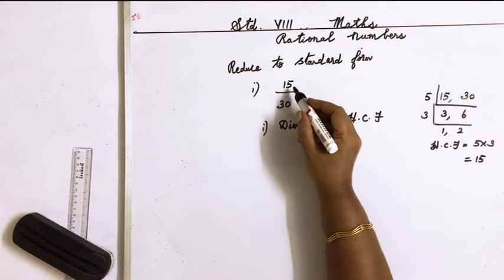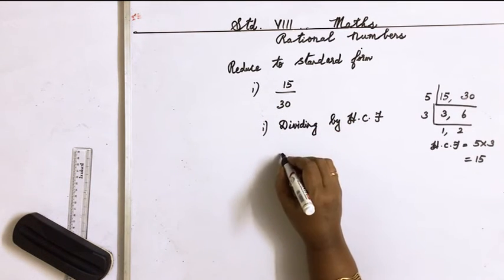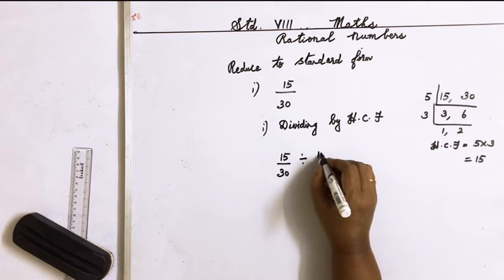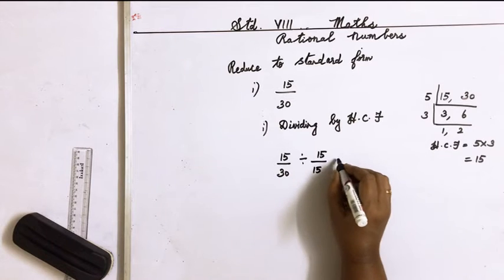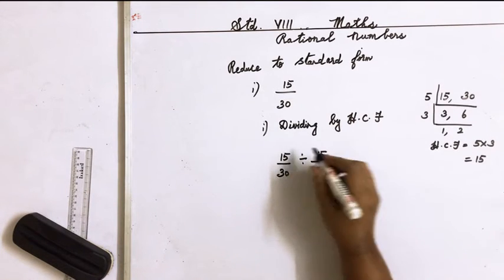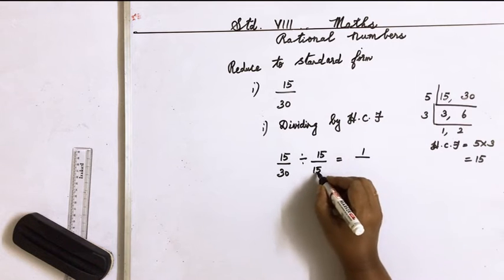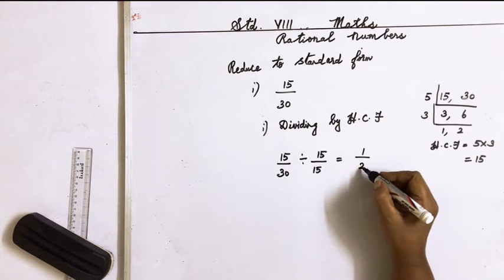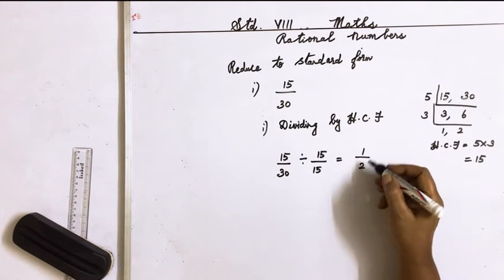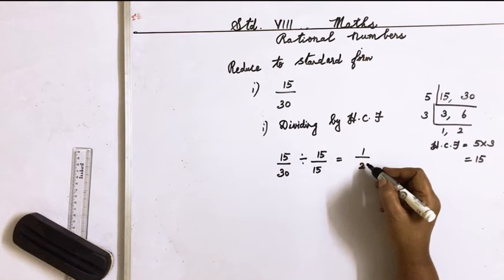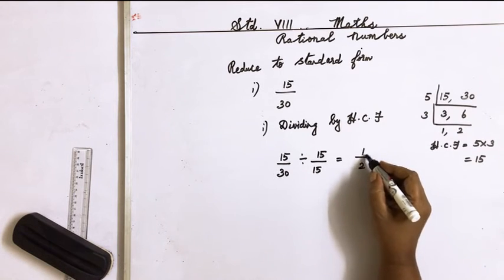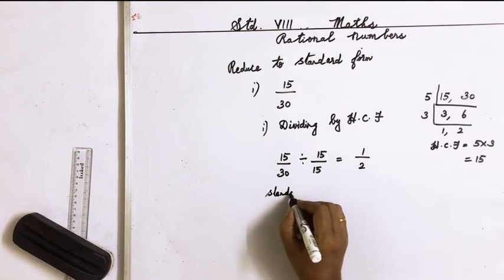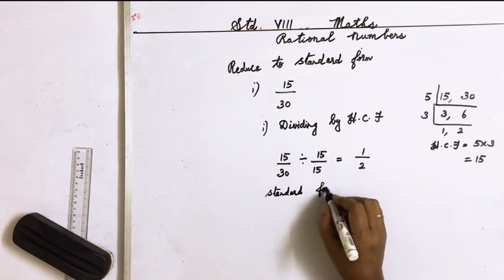Now we are going to divide numerator and denominator by the HCF. So 15 divided by 30 divided by 15 divided by 15. So here we will get how many 15s are 15? 1 15 is 15. How many 15s are 30? 2 15s are 30. So now again we have to check whether any common factor is there. No common factor, only common factor is 1. So which is the standard form now? 1 by 2 is the standard form.